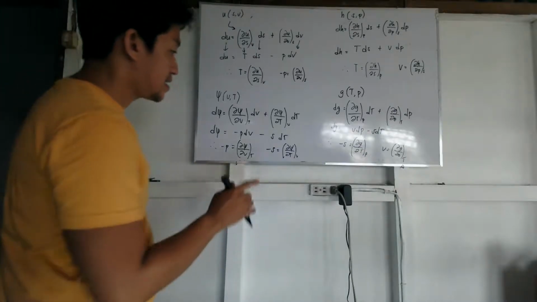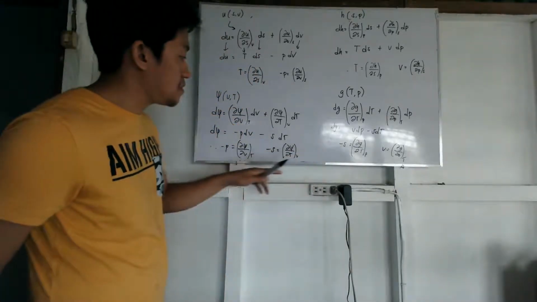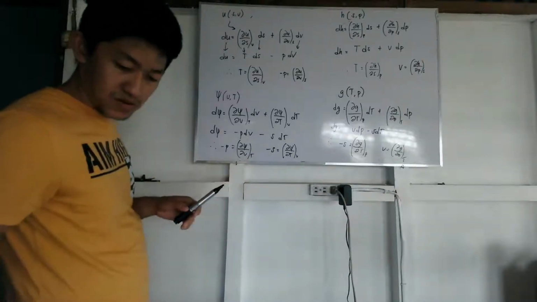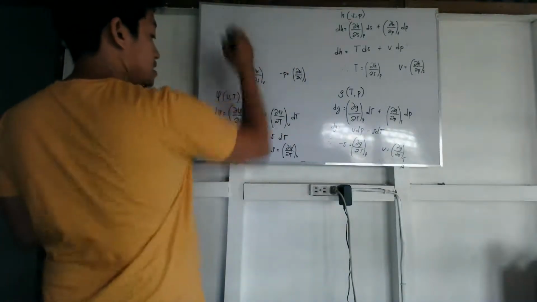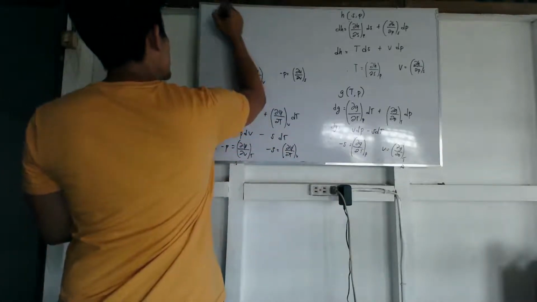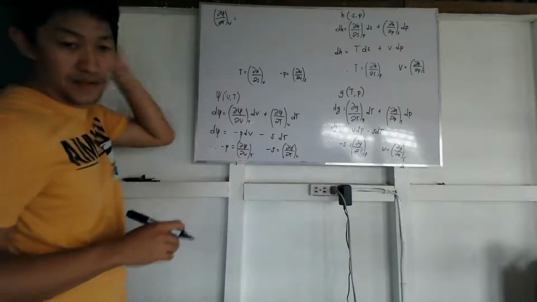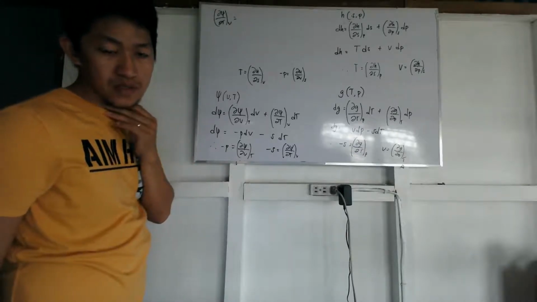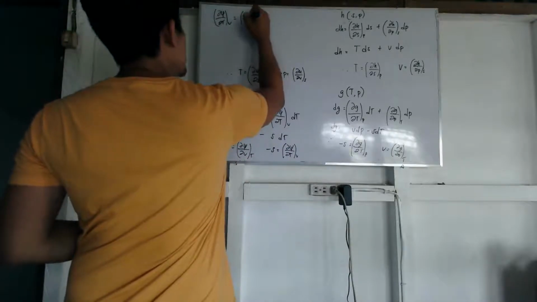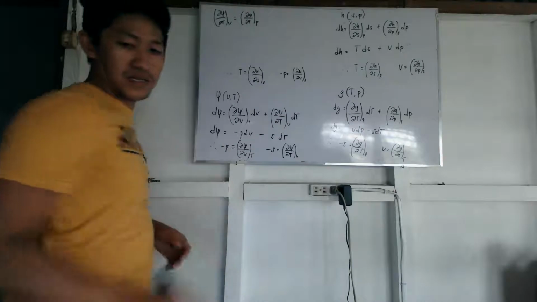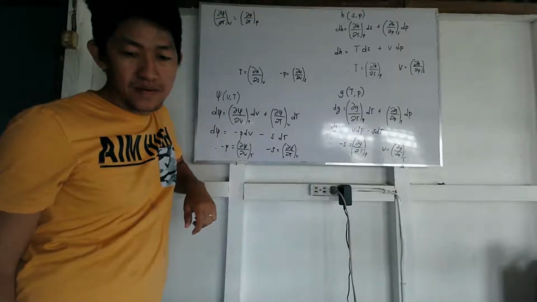So that's it. And then, since these two are negative S, they are the same, so we can equate them. We get another relation: partial of G with respect to T.